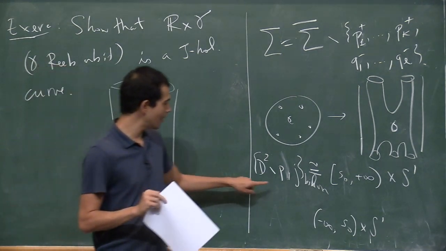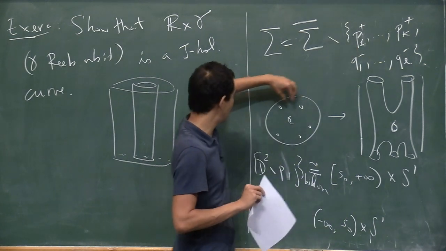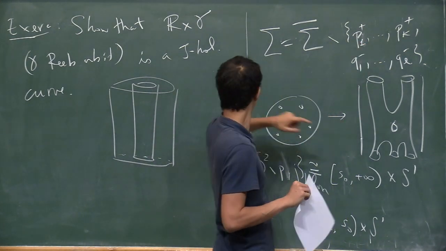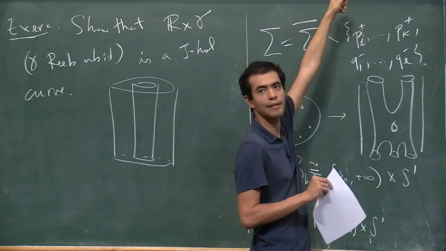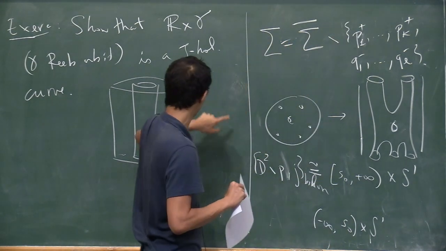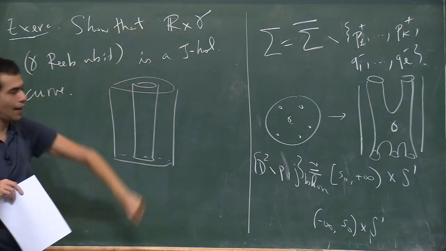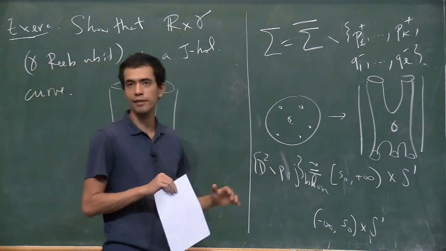What we want to require is that at what we call the positive punctures, these curves are converging to these trivial cylinders as s goes to plus infinity. And at what we call the negative punctures, we want u to be converging to these cylinders as s goes to minus infinity. So that's kind of what the picture says.